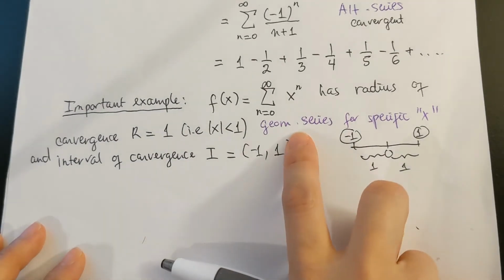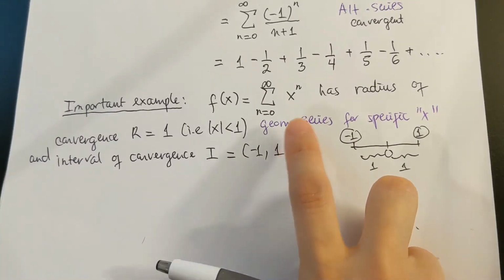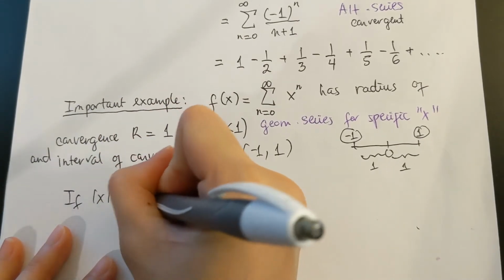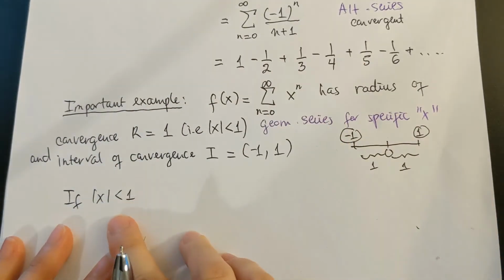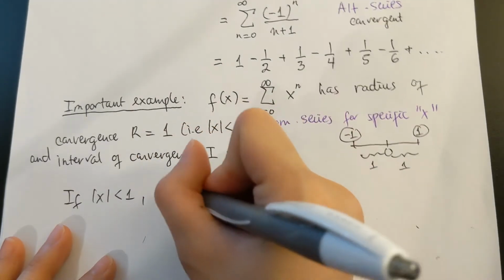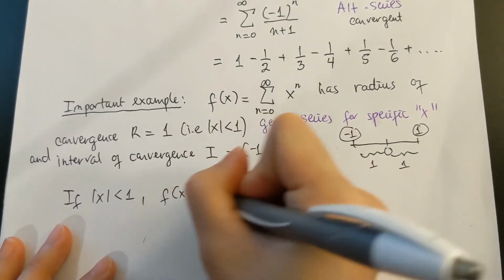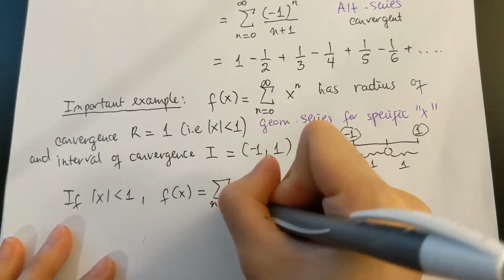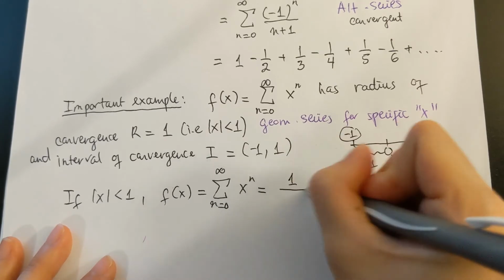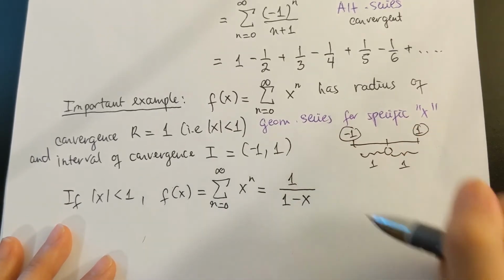And we know that using the formula for geometric series, if this series is convergent, so if the magnitude of x is less than 1, then we know the sum of this series is just 1 over 1 minus x.